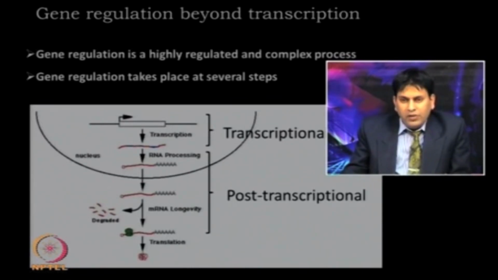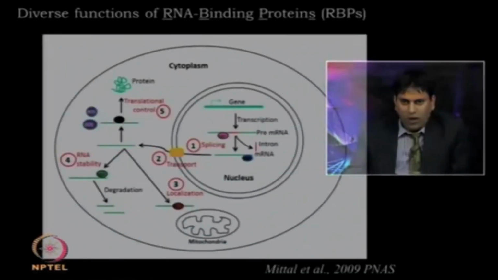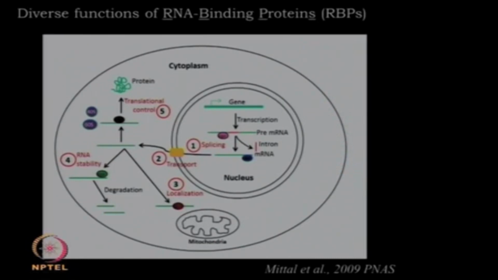Now, there is enough evidence to suggest that these post-transcriptional processes are actually controlled by a class of proteins called RNA binding proteins, among non-protein coding components such as microRNAs and non-coding RNAs. So, RNA binding proteins are now known to be involved in controlling RNA processing, RNA longevity, as well as translation. In particular, as soon as a gene is transcribed and pre-mRNA is produced, splicing associated RNA binding proteins bind to the pre-mRNA and convert it into mature mRNA by splicing of the introns.